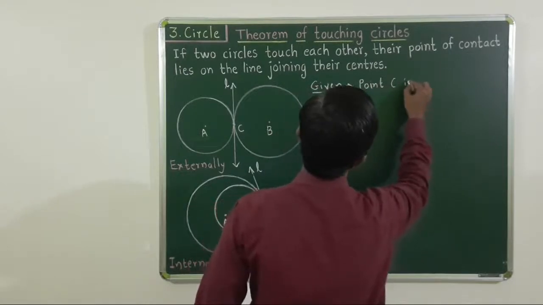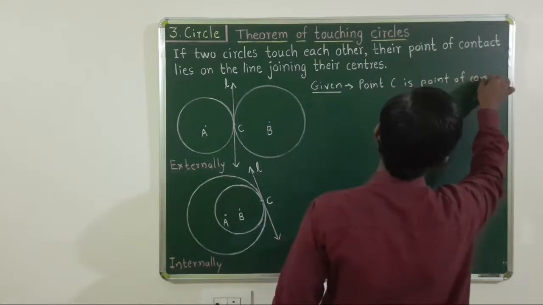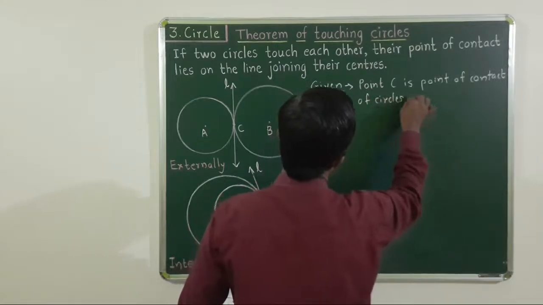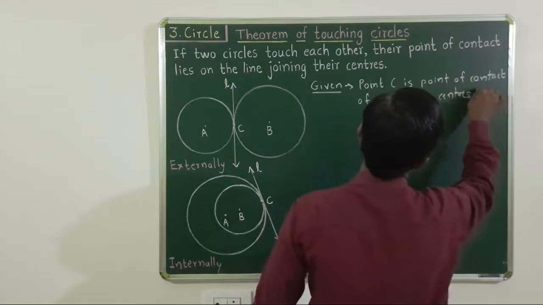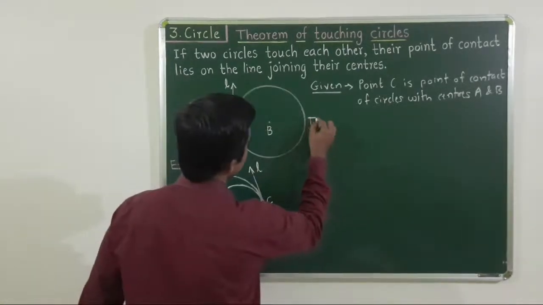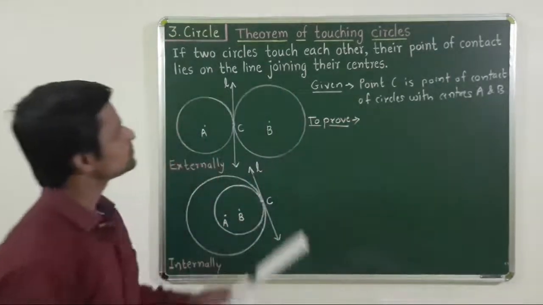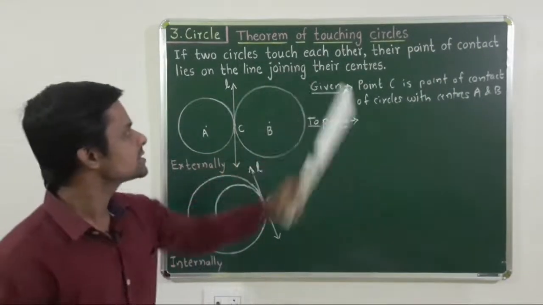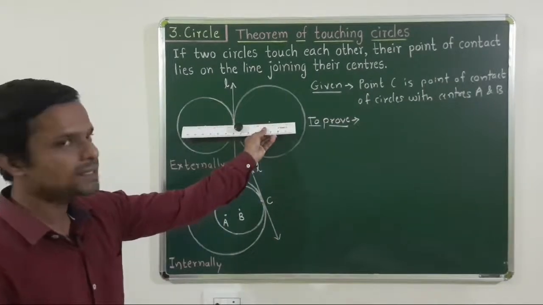Point C is the point of contact of circles with centers A and B. This is given. Now what is to prove here? That is most important. What is to prove? Then their point of contact lies on the line joining their centers. Means we have to prove point C, which is the point of contact, lies on line AB.